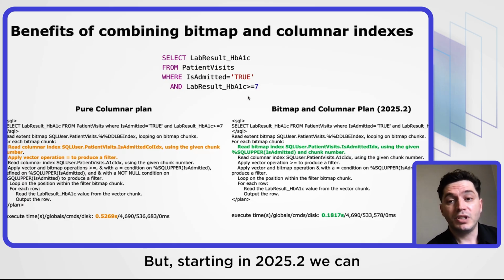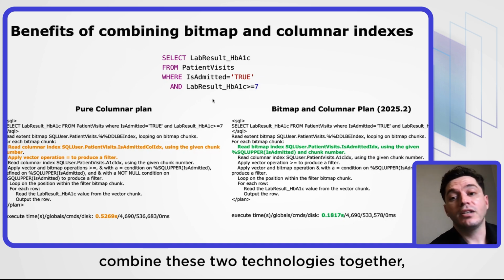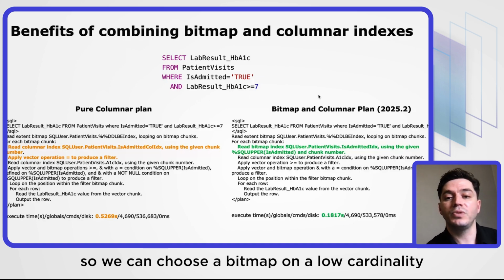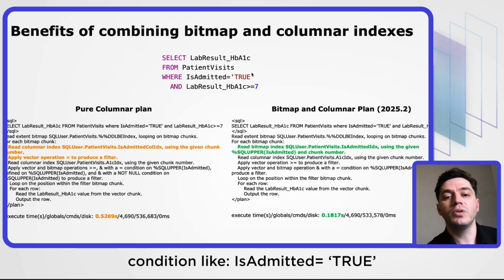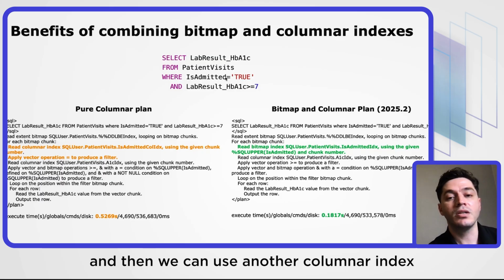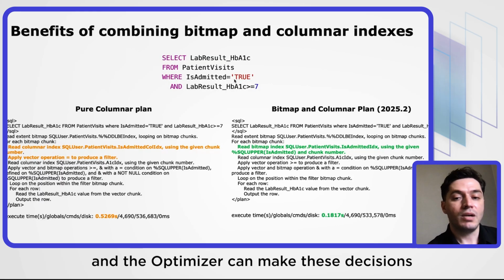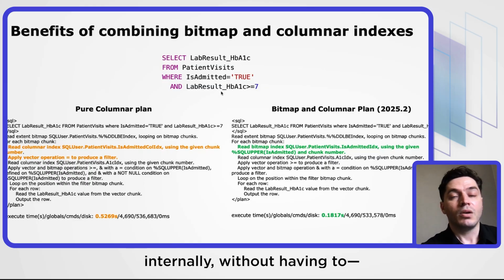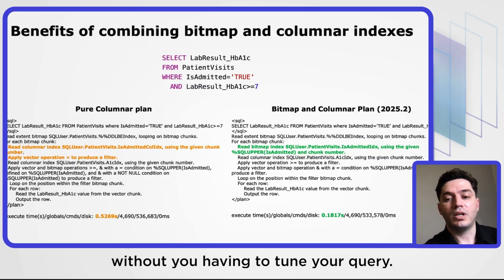But starting in 2025.2, we can combine these two technologies together. We can choose a bitmap on a low cardinality condition, is admitted equal to true, and then we can use another columnar index on the other condition, and the optimizer can make these decisions internally without you having to tune your query.